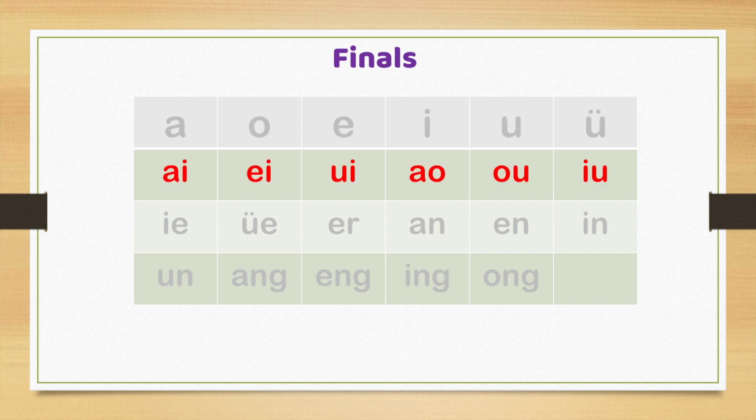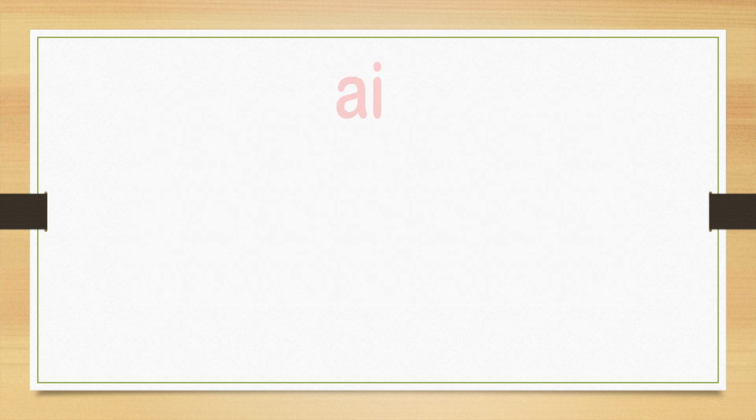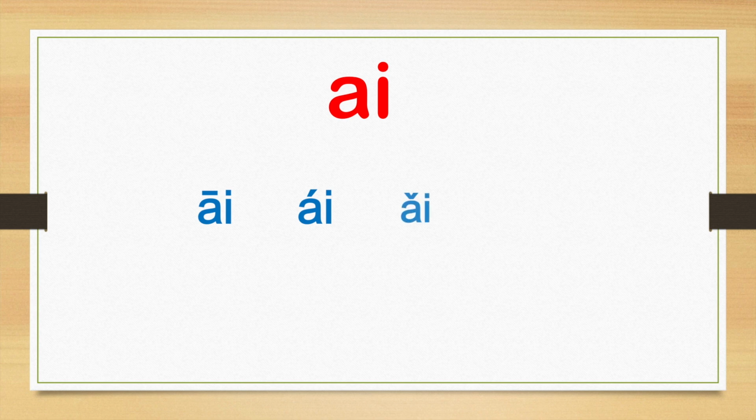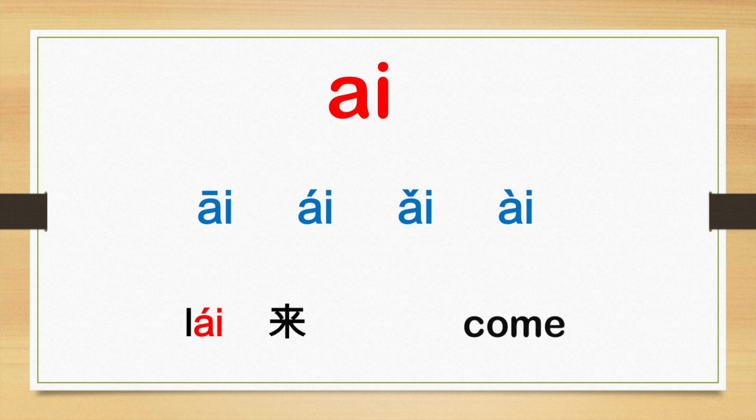Now, let's look at the next 6 finals. The first one, let's read with 4 different tones. Repeat after me, please. A, a, a, a. For example, la with the initial l and the second tone, la, which means calm.